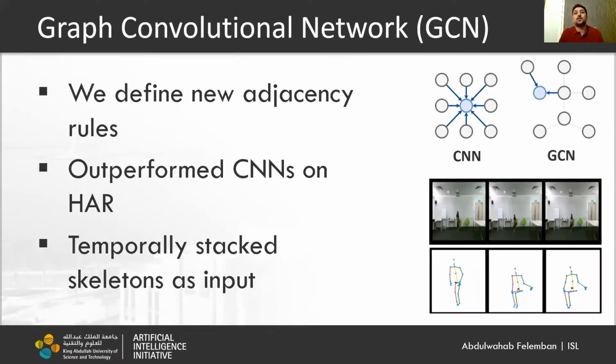There's a special deep learning model that deals with such data types. It's the graph convolutional network. Unlike CNNs, with their nature of looking at local neighbors around pixels, in GCNs we define this locality through an adjacency matrix based on the edges in the graph. GCNs outperform CNNs marginally on different human activity recognition datasets with available depth modality. The GCN model takes temporally stacked skeletons as its input and performs classification on that.